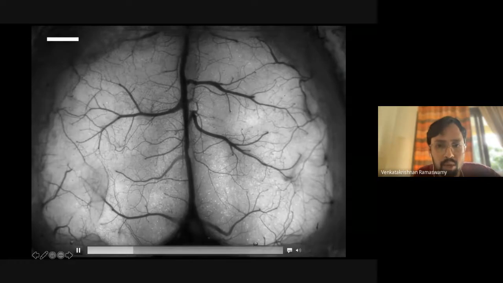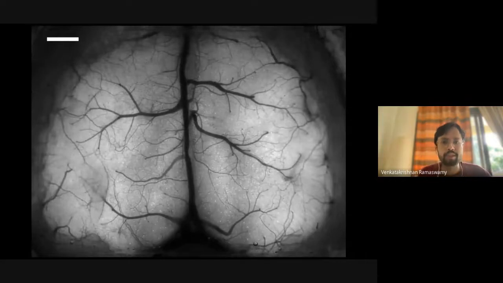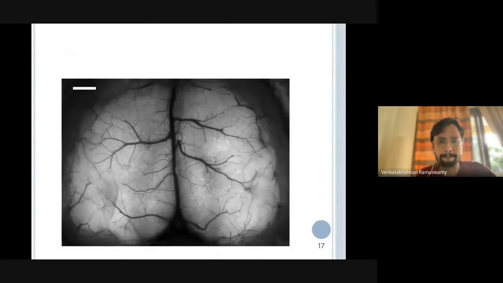So let me tell you what you're seeing here. So the thick tree-like structures are blood vessels, all right, and the white dots that you see are individual neurons in the mouse cortex that are firing briskly, right? And this is an awake behaving mouse, right? And so this sort of imaging people can do. And in this video, the estimate is that you can see of the order of thousands of neurons whose activity you can infer, right?